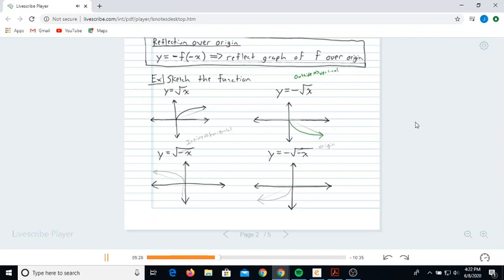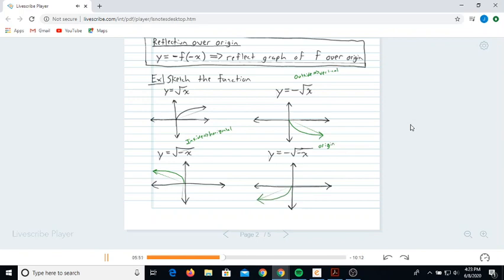Notice here we have a negative on the inside, so that's more of a horizontal transformation, which means that if we reflect from left to right, it's actually going to go over the y-axis. Looks like that. And then of course this is both. This is origin, so whatever's in quadrant 1 is going to reflect into quadrant 3. And it looks like that.